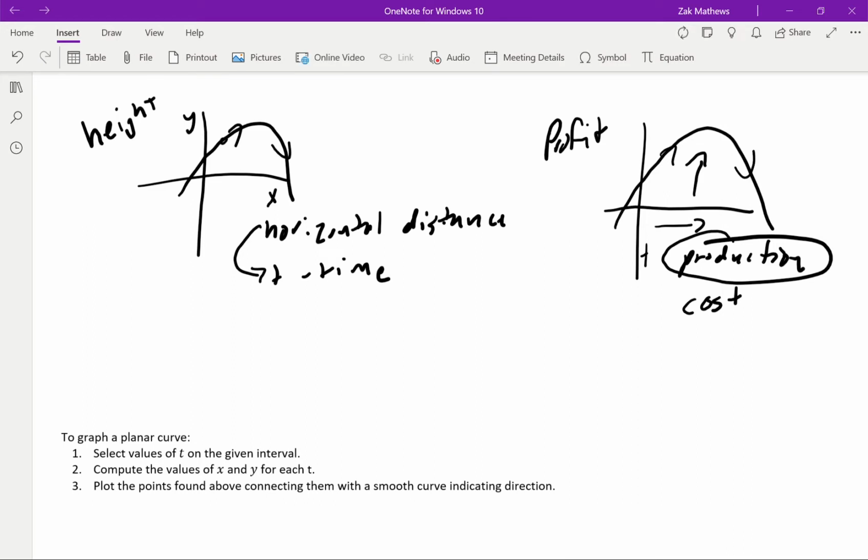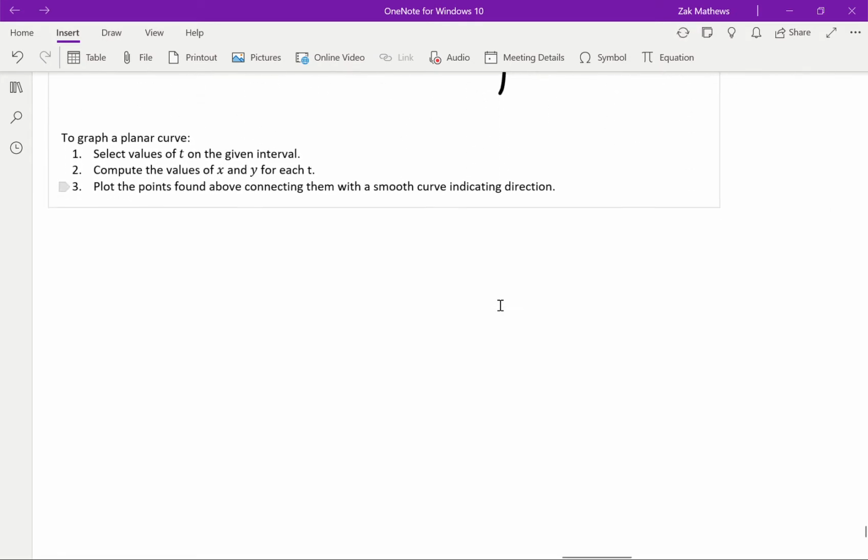Or it could be that this thing's kind of bending around, and so it might go one direction, then turn another direction, then turn back another direction. So we're going to have to see. We're going to have to plot the points. So let's take an example.